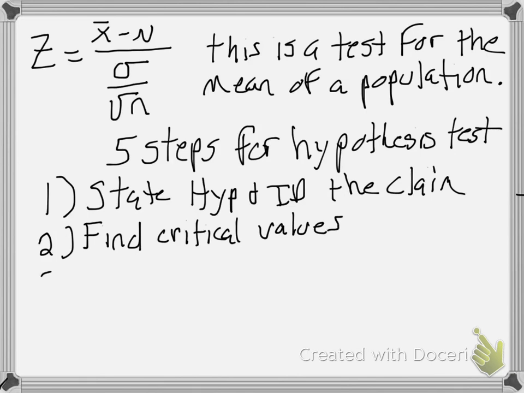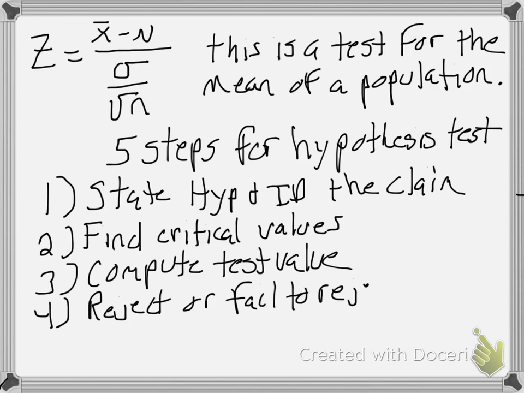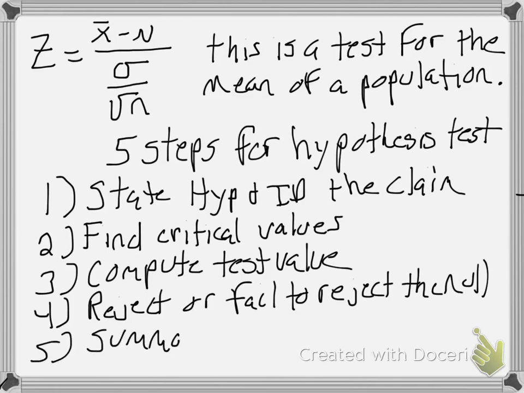Part 3, compute the test value. Part 4, reject or fail to reject the null. And then part 5 will be to summarize. Some of you still don't understand the importance of summarizing, but okay. So I'm going to pause this and write up our first example.